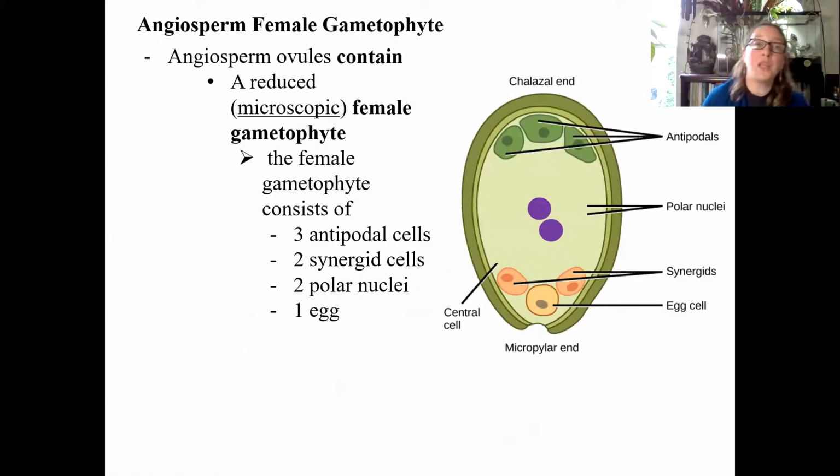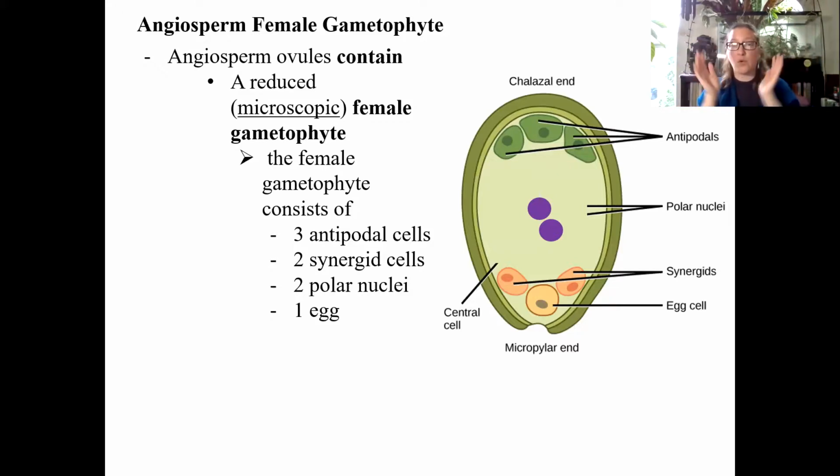Yeah, so here we go. We're going to talk about ovules a little bit more in detail for the angiosperm ovules. So what is in an angiosperm ovule? There's a bunch of new words here, but we will encounter them today and next class. So inside of an angiosperm ovule is a female gametophyte, but it is so reduced.